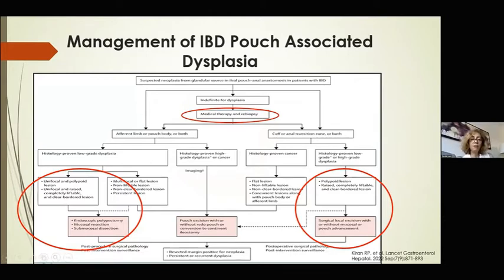This complex algorithm is taken from the Pouch Consortium paper. I would like to highlight several important points here. One, which has been discussed by Dr. Ko, is regarding indefinite dysplasia in the pouch in IBD. Once we get that answer, definitely optimization of medical therapy should be undertaken, and rebiopsy, as well as a second GI pathologist review.